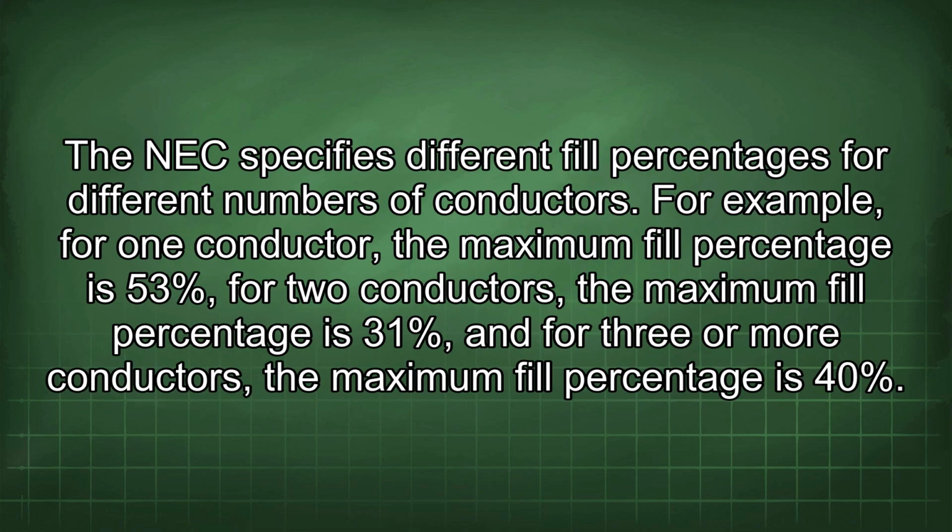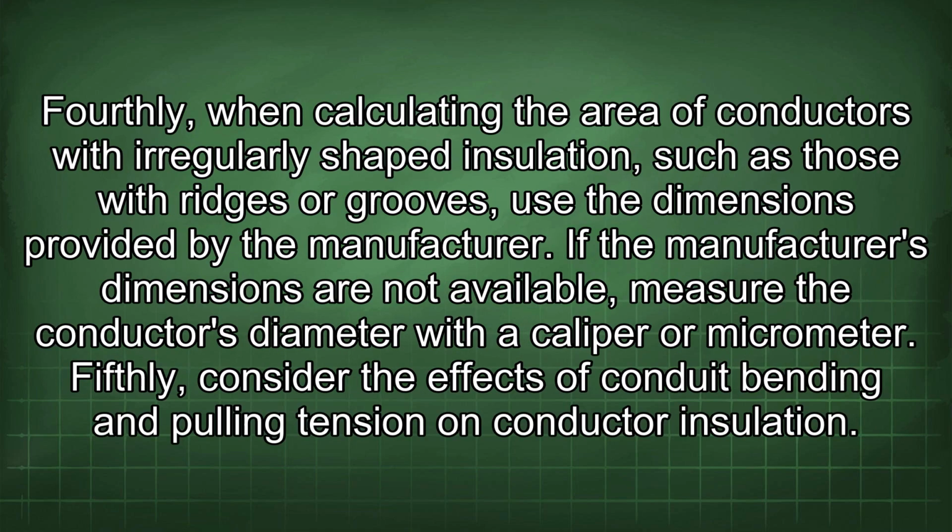The NEC specifies different fill percentages for different numbers of conductors. For example, for one conductor, the maximum fill percentage is 53%. For two conductors, the maximum fill percentage is 31%, and for three or more conductors, the maximum fill percentage is 40%. Fourthly, when calculating the area of conductors with irregularly shaped insulation, such as those with ridges or grooves, use the dimensions provided by the manufacturer.